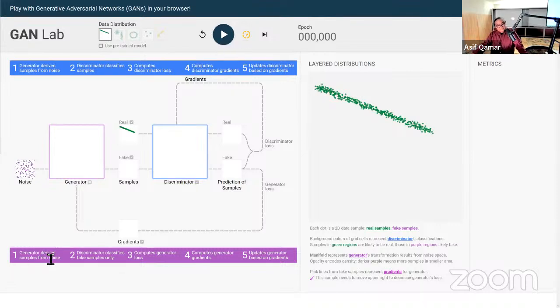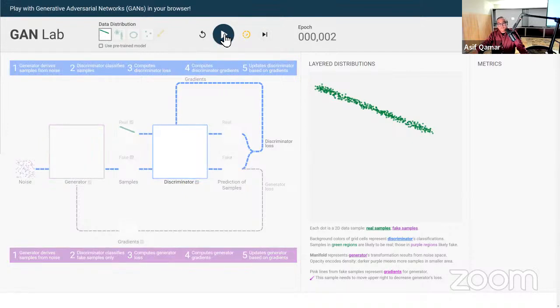So look at the step. Generator derives sample from noise. So you're giving it some noise here, right? What will the generator do? It will shape the noise into some imagination of data, what it thinks looks like a valid data point. Right? For it to be a valid data point, it basically better overlap with one of the green dots, isn't it? But it won't initially. So let's do that. And let me just stop here.